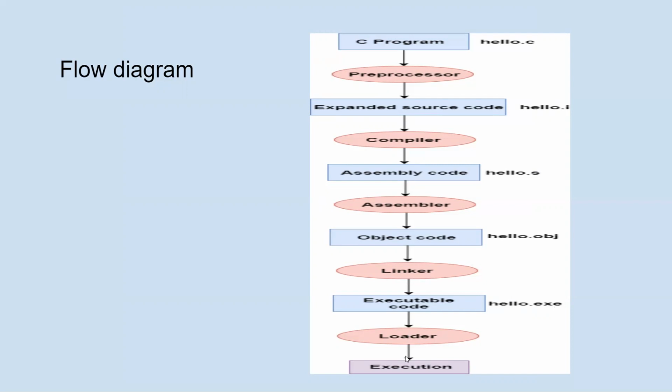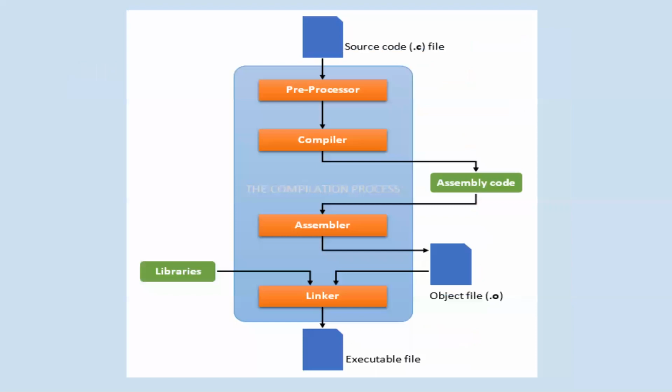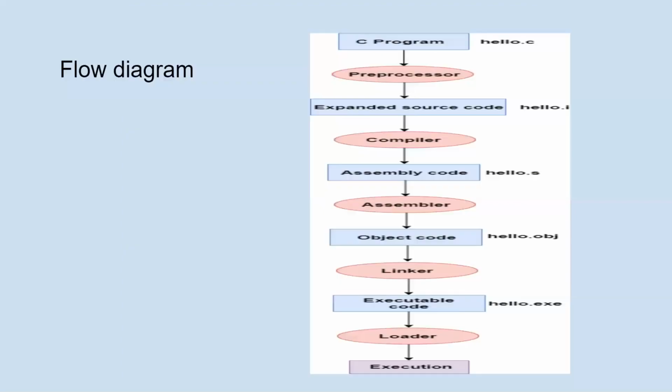This is a flow diagram of how a program can be compiled from the source code to the object code. This is a block diagram explaining the functions of the preprocessor, compiler, assembler and linker. This is the flow diagram of how the program is converted from source code to object code.